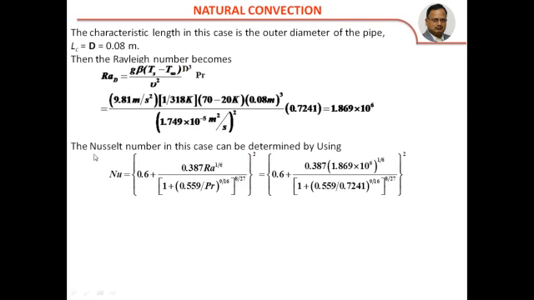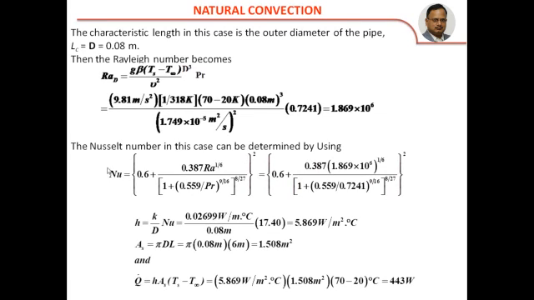And for that laminar condition, the Nusselt number in this case is determined by using this equation. The range is given for the Rayleigh number. When it falls in that range, you can use this Nusselt number equation. So by means of this equation, you will get the Nusselt number, which is nothing but hd by k. So h is equal to k by d times Nusselt number, which is equal to 5.86 watt per meter square degrees centigrade.